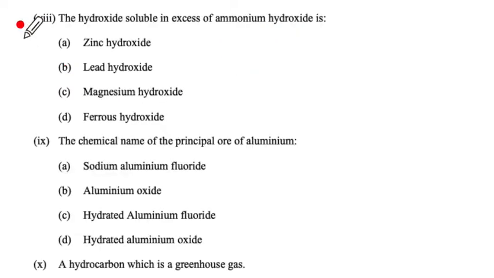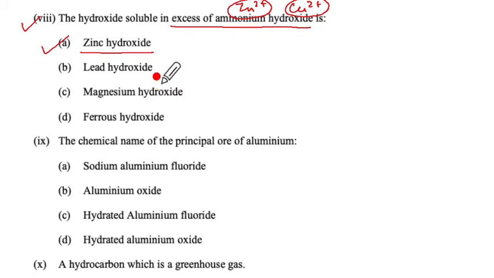Come to subpart 8. The hydroxide soluble in excess of ammonium hydroxide. In excess of ammonium hydroxide, Zn2 plus and copper 2 plus give tetraamine complex compounds. So do we have zinc hydroxide or copper hydroxide here? The first option, can you see that? Zinc hydroxide. So this is the correct option. Not this, not this, not this.